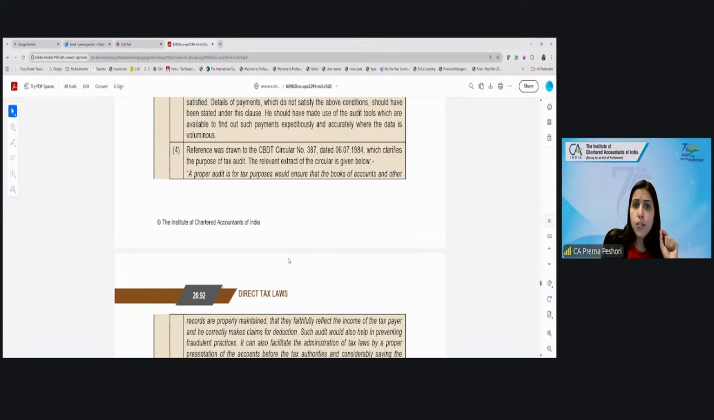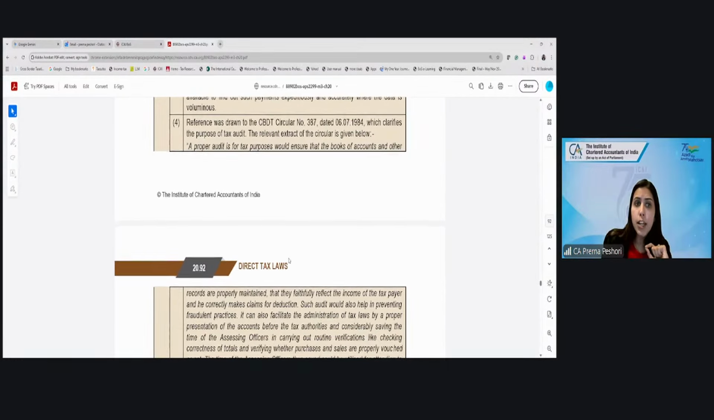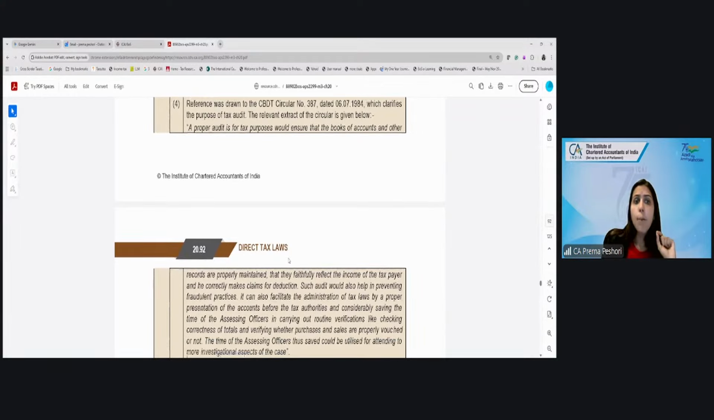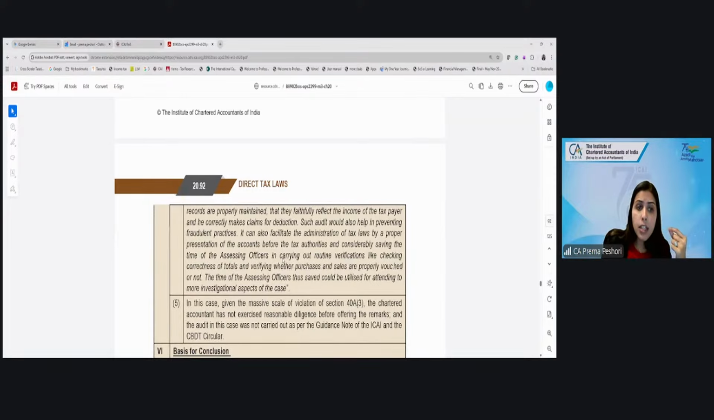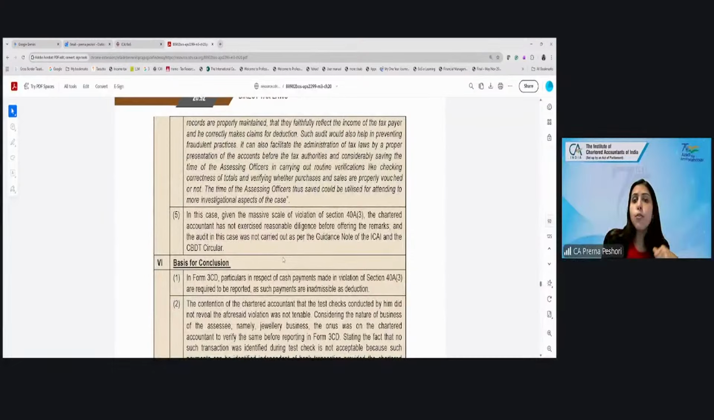He has also made a reference to the CBDT circular of 1984 which clarifies that for the purpose of tax audit, a proper audit for tax purposes would ensure that the books of accounts are properly maintained. They faithfully reflect the income of the taxpayer and he correctly makes the claim for the deduction. The audit would also help in preventing fraudulent practices and facilitates the administration of tax laws by proper presentation of the accounts before the tax authorities, thereby saving the time of the assessing officer. Time of the AOs therefore could be utilized for attending to more investigational aspects.